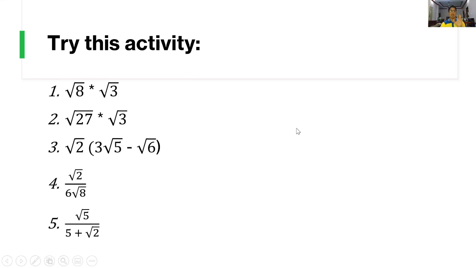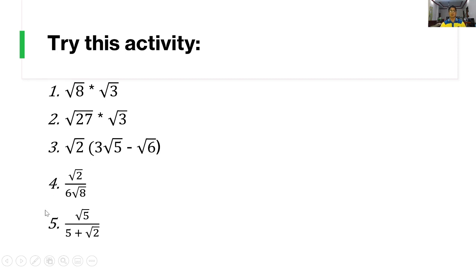Ito yung given. We have here now 5. As always, I'm going to give you just 3 minutes to answer this 5. Number 1: square root of 8 times square root of 3. Number 2: square root of 27 times square root of 3. Number 3: square root of 2 times the quantity of 3 square root of 5 minus square root of 6.